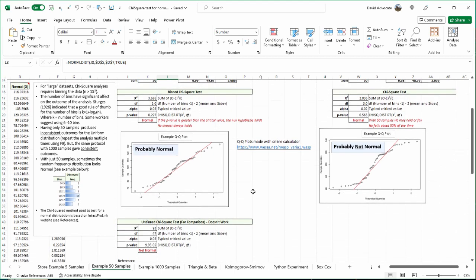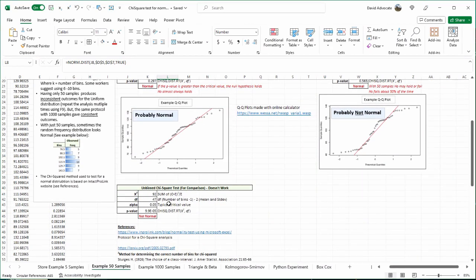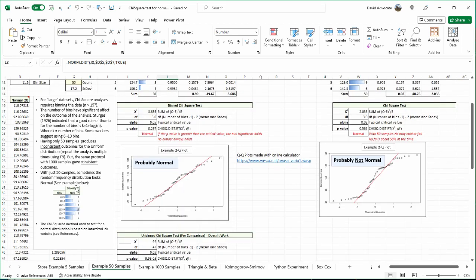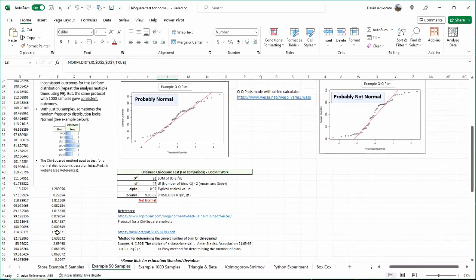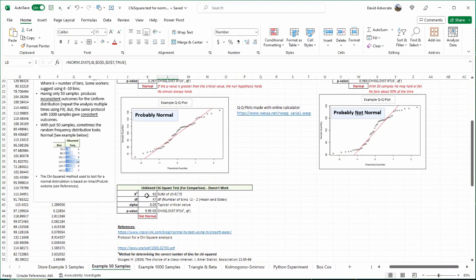To demonstrate that you have to use the binning, I've done an unbinned chi-square, which is hiding behind this text box here, but you can see the values going down. I've summed them, and you get a statistic of 92. And even though it's normal, you'll see that we get a p-value that's very, very small. It's like e to the minus 9.